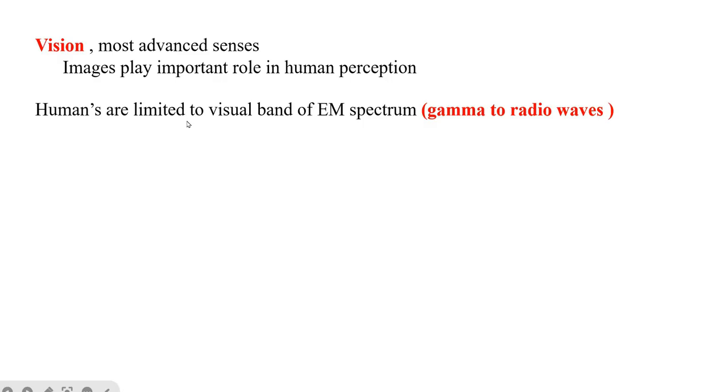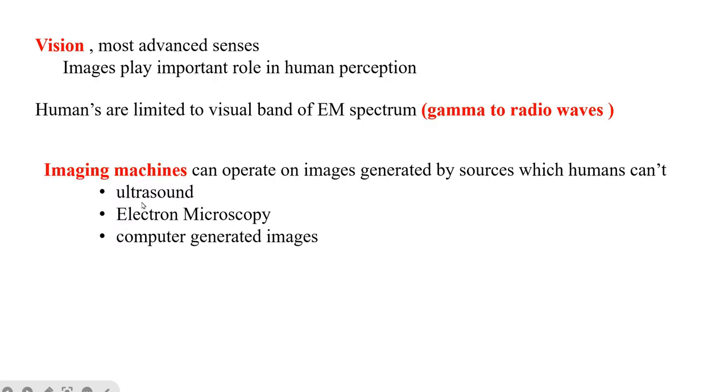Humans can only see light within a small portion of the electromagnetic spectrum, which ranges from gamma to radio waves, and the human eye sees only the visible light, in between this range. Meaning there are many forms of energy like X-rays, ultraviolet, infrared, etc. that exist, but we cannot see them all with our eyes. Because of that, we use imaging machines in order to see things beyond human vision. These machines generate images from sources humans cannot see directly.